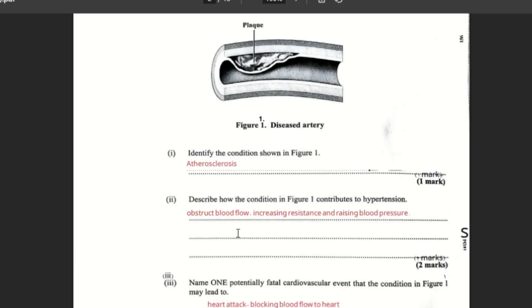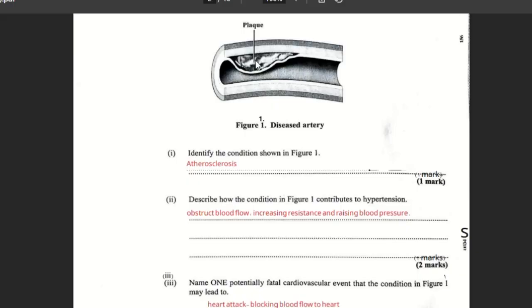The second question says, describe how the condition in figure 1 contributes to hypertension. So this plaque within the artery is literally obstructing blood flow, and it's going to increase resistance. When the blood is having a harder time moving through, it is going to raise the blood pressure. So that's how we get hypertension.